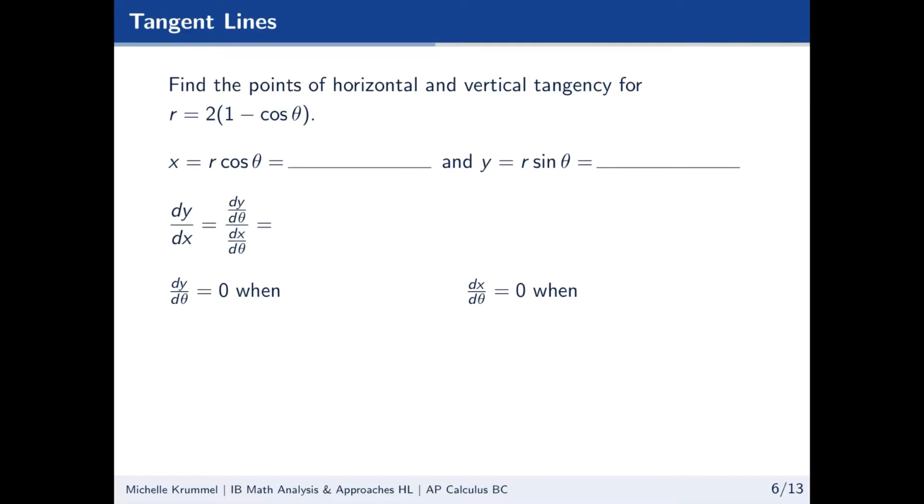Let's look at another example. Find the points of horizontal and vertical tangency for r equals 2 times 1 minus cosine theta. So you might want to pause the video here and see if you can do this example on your own.